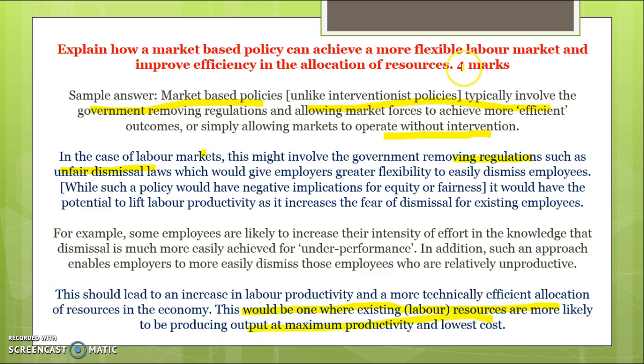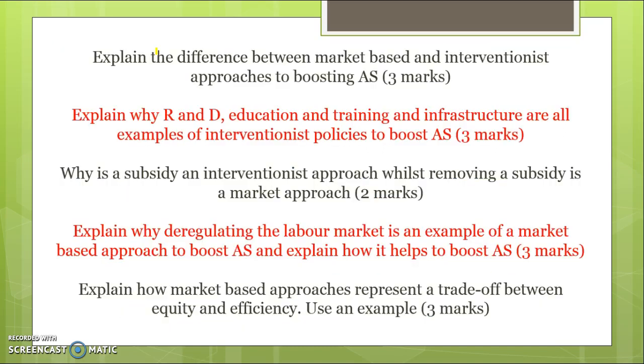So a good example to encourage flexible labour markets: you explain what a market-based policy is, getting rid of government intervention. This can include deregulation and getting rid of unfair dismissal laws. This would then boost labour productivity and increase effort, and that should help to achieve a more technically efficient allocation of resources. Other questions you might get: explain the difference between market-based and interventionist approaches.